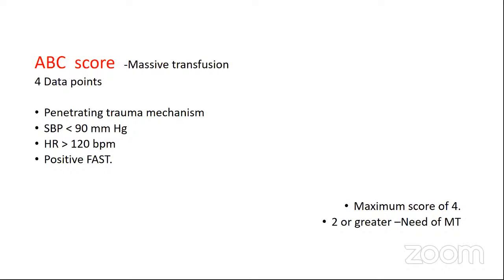We have penetrating trauma mechanism, systolic blood pressure less than 90, heart rate of more than 120, and if there is a positive FAST. Each of these variables gets 1 point each. So the maximum score will be 4, and if the patient has a score of 2 or greater, we have to be ready to start the massive transfusion. So that is the ABC score for transfusion.